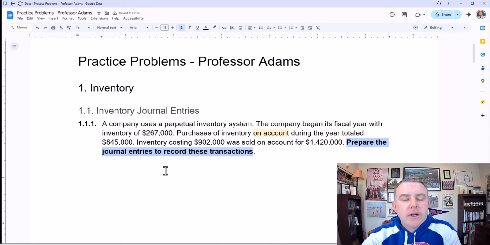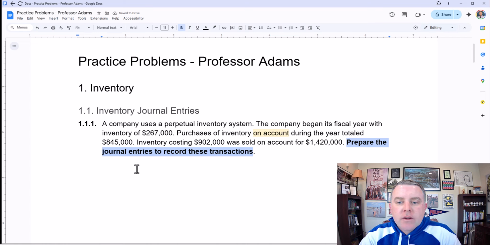The problem here is asking us, and the solution needs to be, we need to prepare the journal entries to record these transactions. So the transactions they're referring to are, one, the purchases. I'm just going to mark that in red. And two, we have to record the sale. So we have to record two journal entries, one for the purchase of inventory from the supplier and one for the sale of inventory to our end customers.